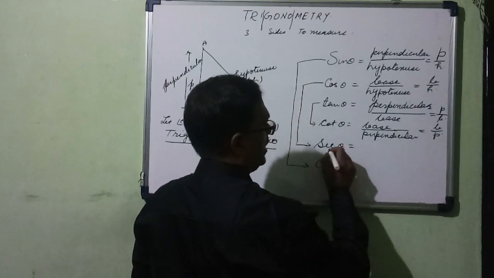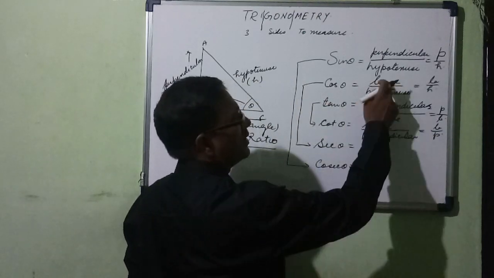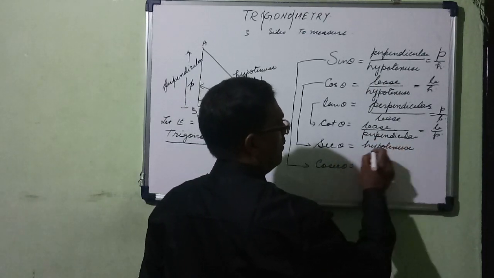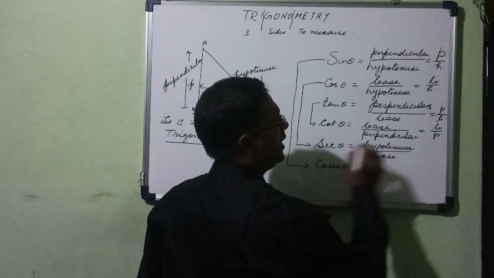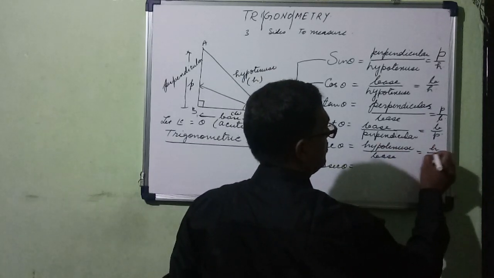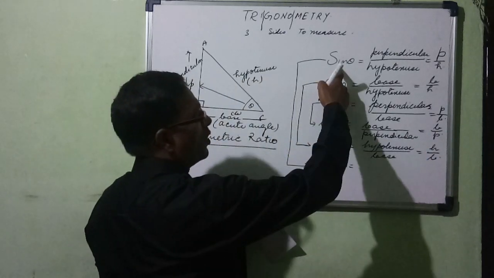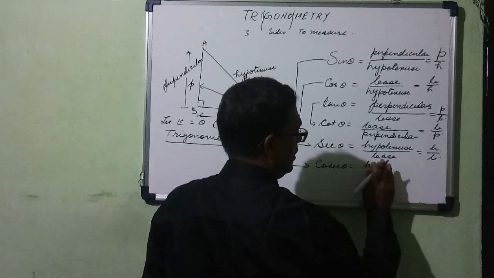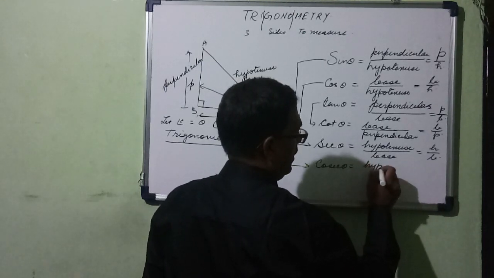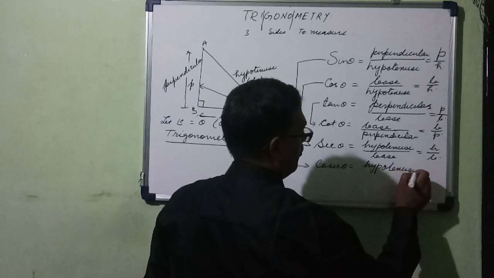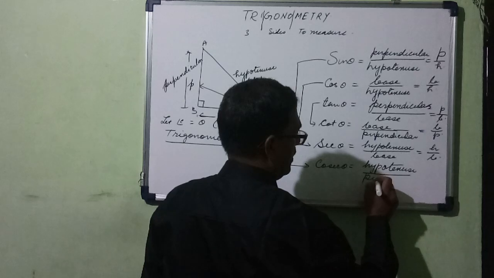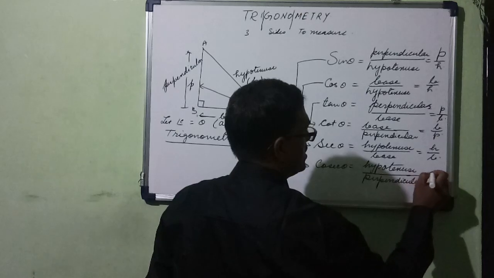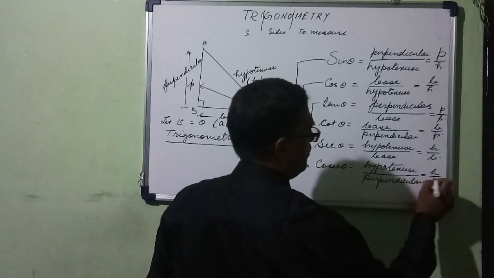Then the reciprocal of cos is sec. So what is that? Hypotenuse by base, that is H by B. And the reciprocal of sine is cosec, it will be hypotenuse by perpendicular. This is H by P.